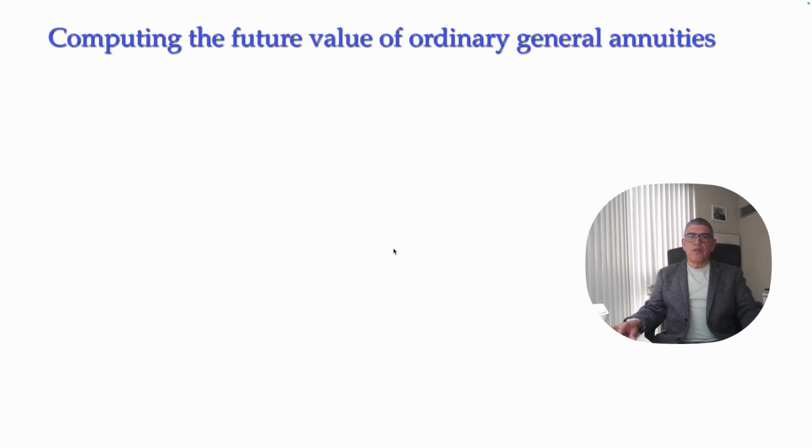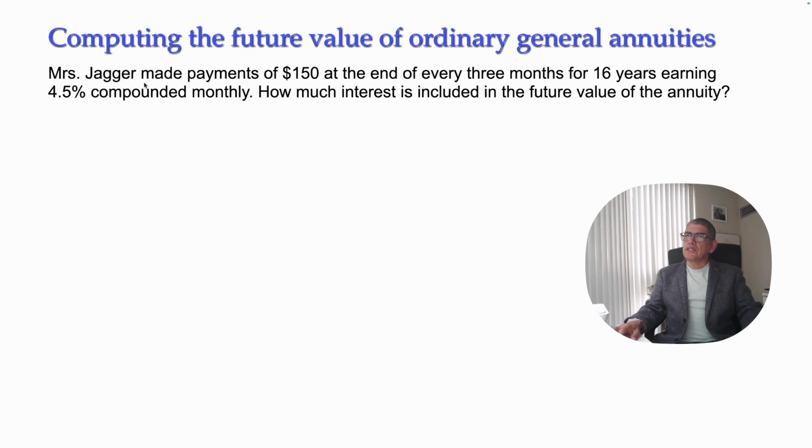In this video, I will be explaining how to solve an example in which we need to find the future value of a general annuity. The example is the following. Mrs. Jagger made payments of $150 at the end of every 3 months for 16 years, earning 4.5% compounded monthly. How much interest is included in the future value of the annuity?